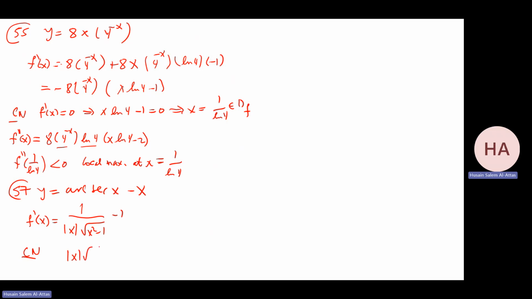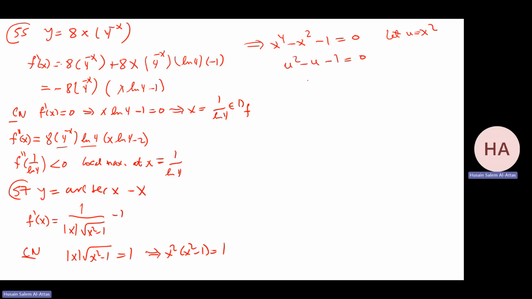I have absolute value of x is equal to 1. How to solve this? Square it. I have x squared minus 1 equal to 1. So I have x to the power 4 minus x squared minus 1 equal to 0. If I let u equal x squared, that will be u squared minus u minus 1 equal to 0.